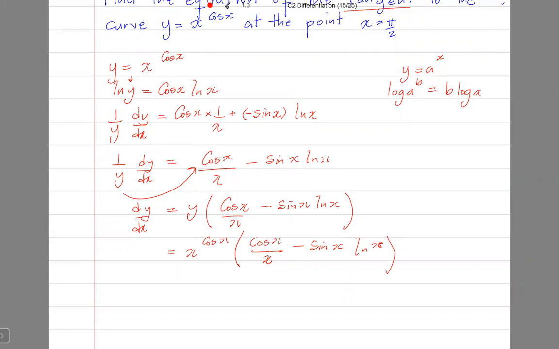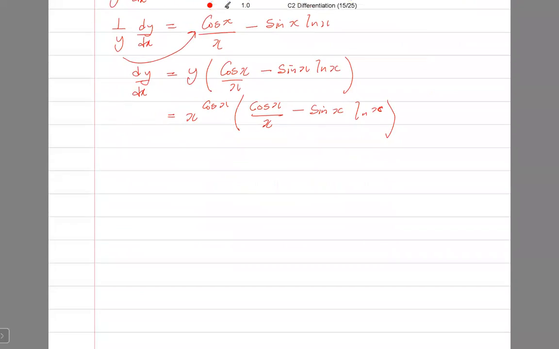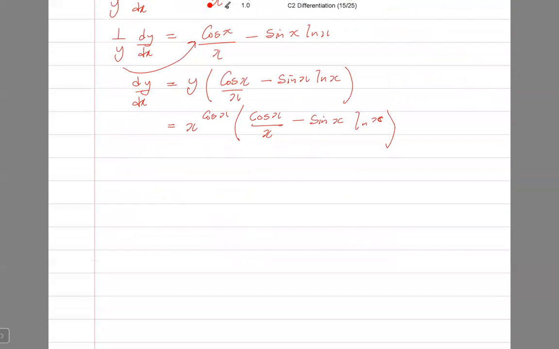So now that we differentiate, I can say when x is equal to pi by 2, dy by dx, which is the gradient of the curve, would be equal to pi by 2 raised to the cosine of the pi by 2 power.